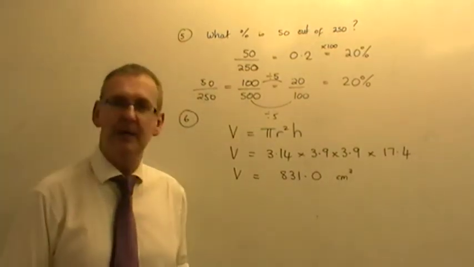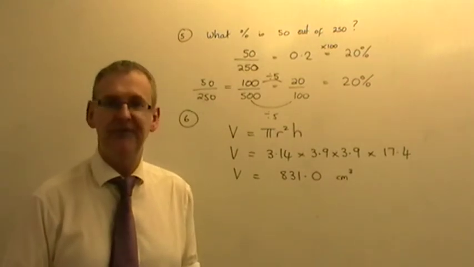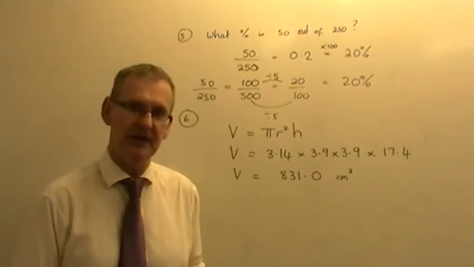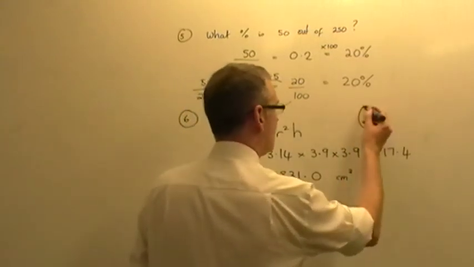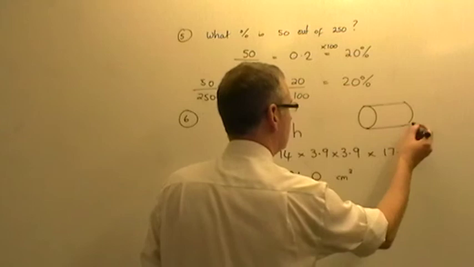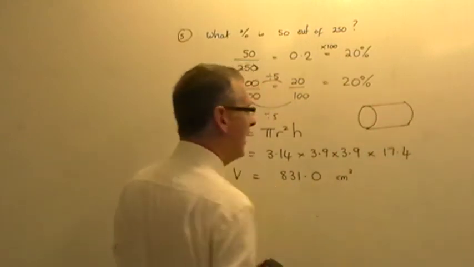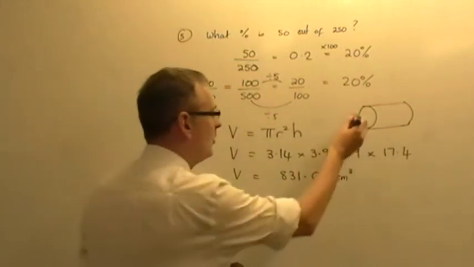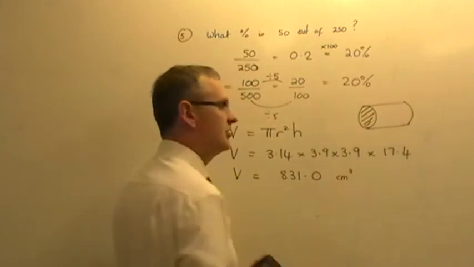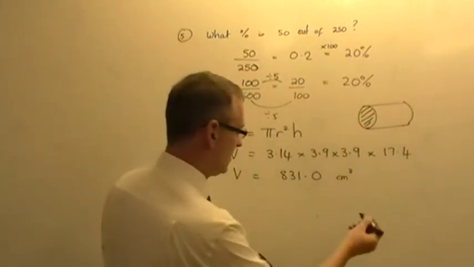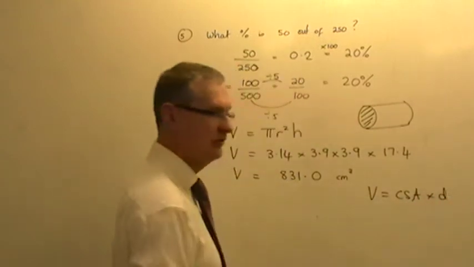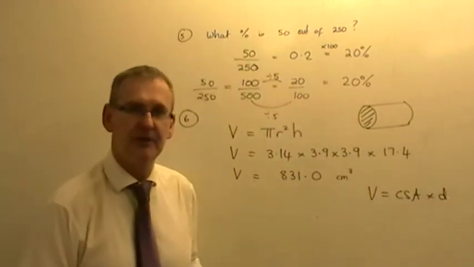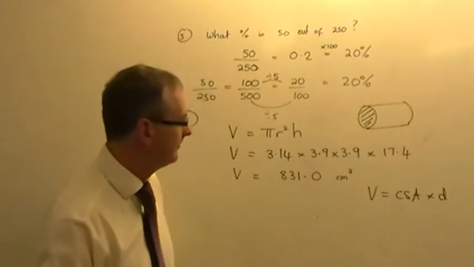Okay, some people may want to use the prism formula to work out the volume of a cylinder, because remember, a cylinder is just a circular face with uniform cross-section. Like so, it's just a long tube which has always got a constant circular face. So you could actually use the volume of a prism, which is cross-sectional area times by depth. You can use that formula.